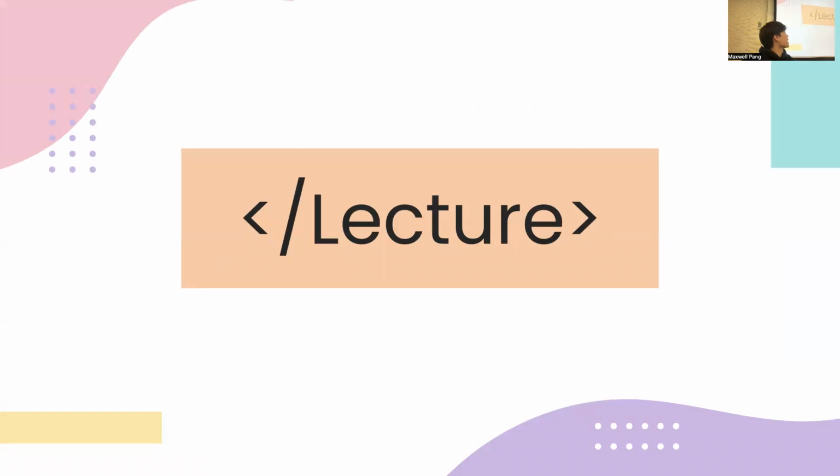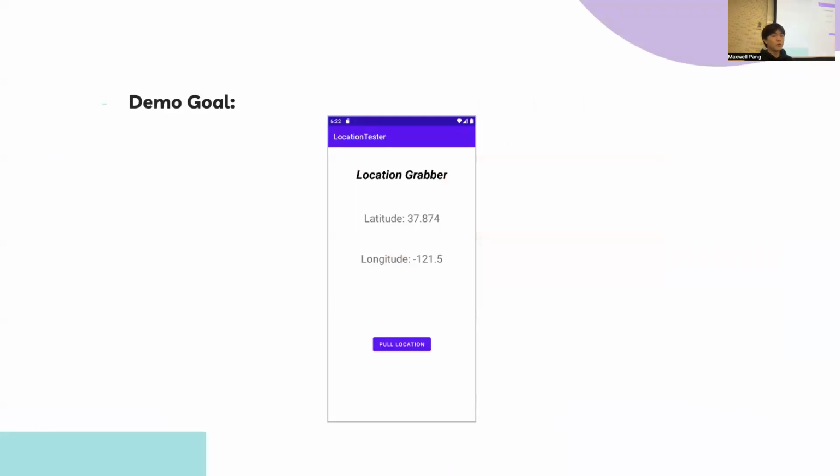So that's the end of the recap of lecture, and now we're gonna jump into the demo. The demo goal for this lecture is we want to create a location grabber. It'll access your coarse and fine location, and then it'll display the longitude and latitude, and it'll update every time you click pull location. And this will also require a permission.